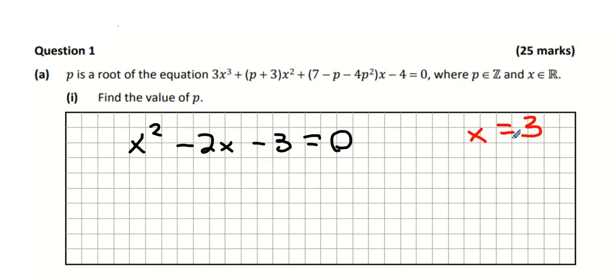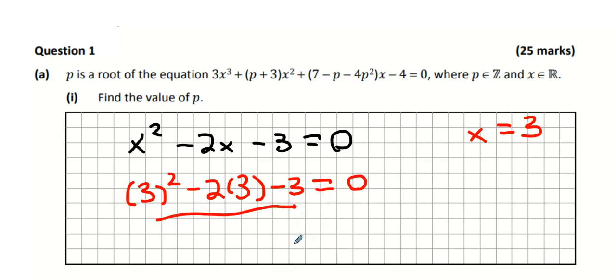Okay, x equals 3. Everybody see x equals 3? X equals 3 is a root of this equation. If I replace the x values with 3, it should cause balance. And when I put down the calculator, it causes the balance. If I said x equals p is a root, all I need to do is replace the x values with p, and once again, it causes it to balance.